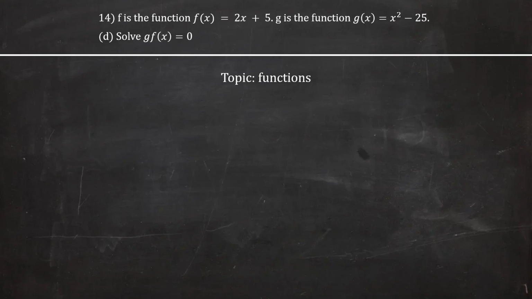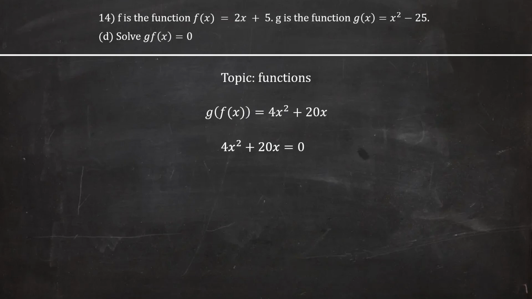And finally, solve g of f of x is equal to 0. So we're going to make g of f of x equal to 0 and solve. So g of f of x is 4x squared plus 20x. We found it on the previous question. So we're going to make that equal to 0 and solve.